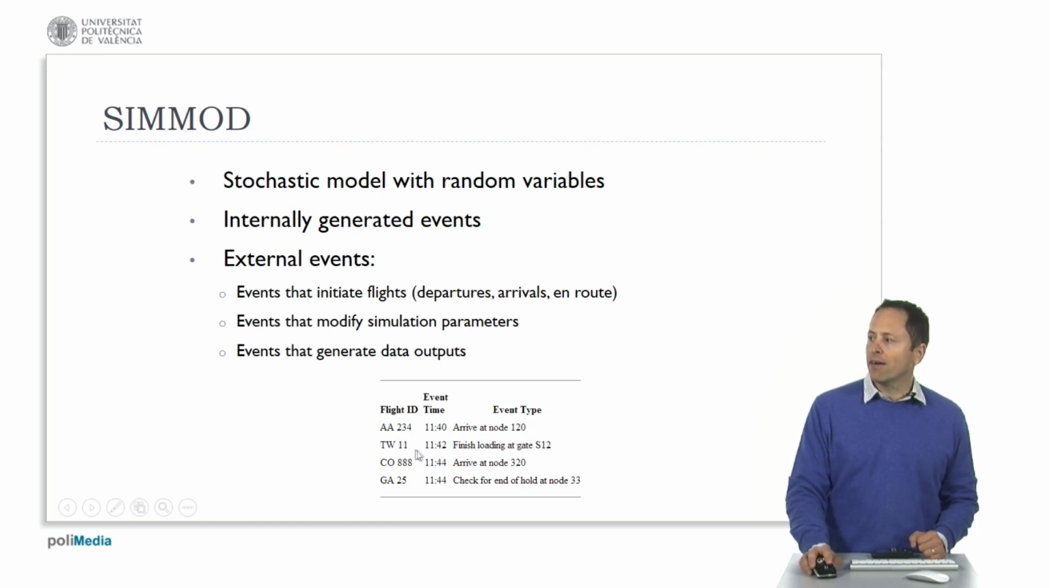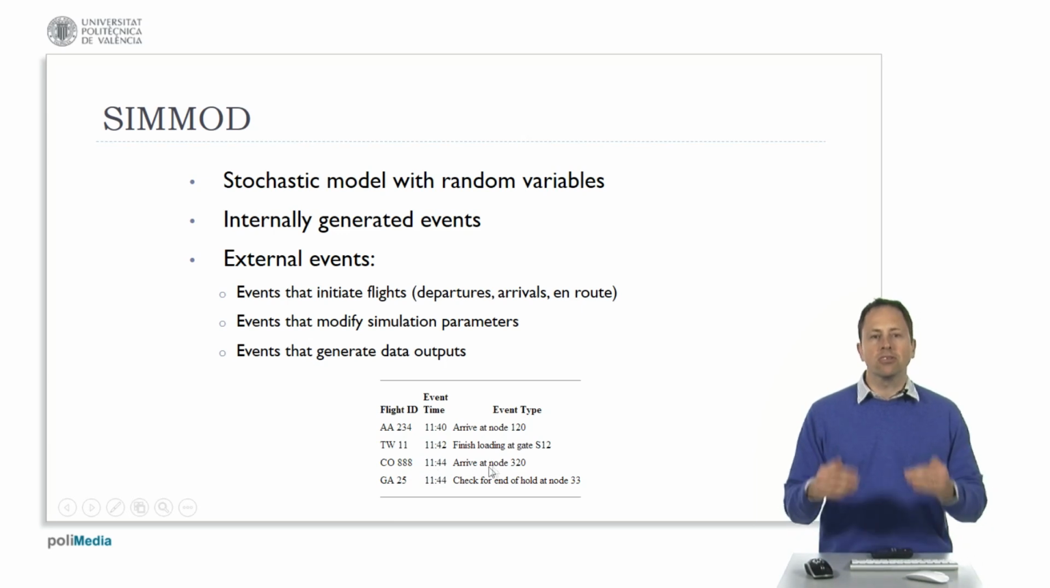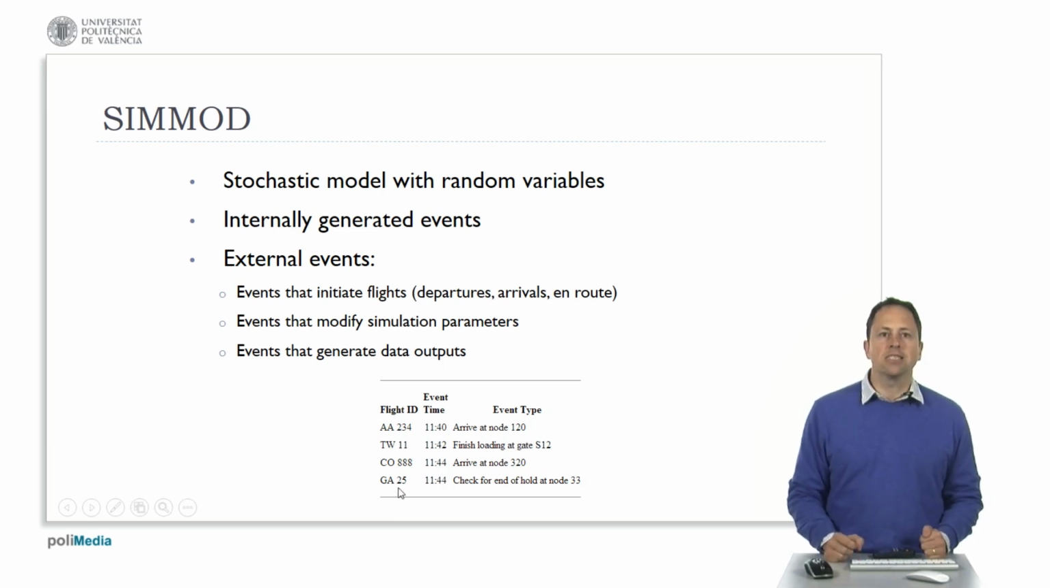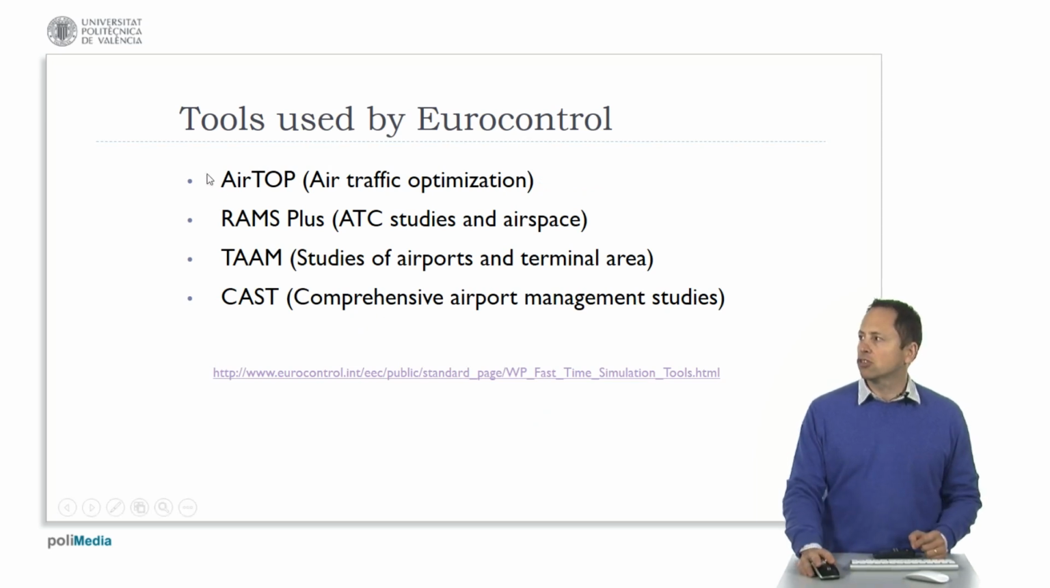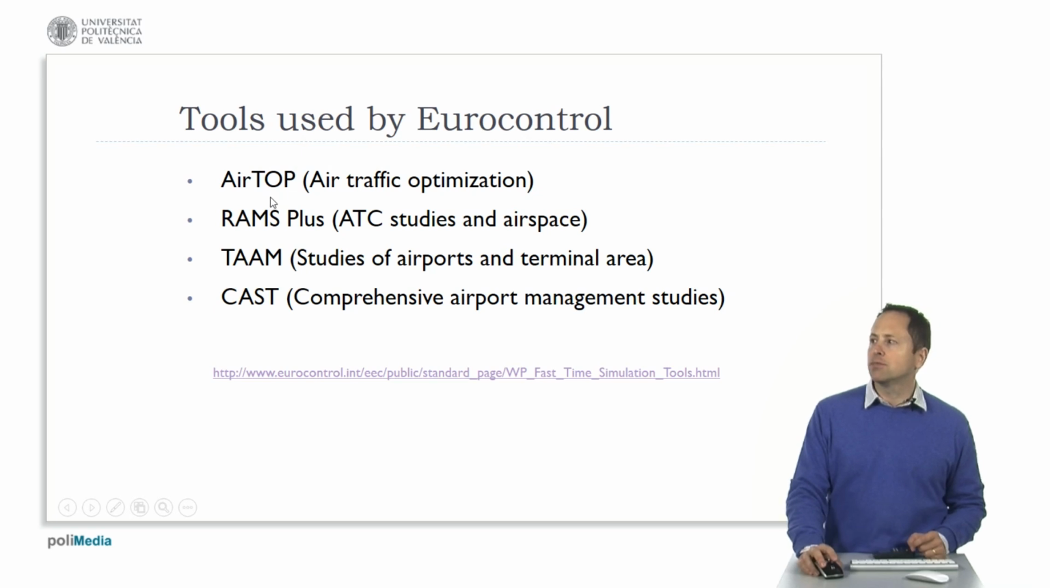For instance, flight AA234 arrives at node 120 at 11:40. Flight TW11 finishes loading at gate S12 at 11:42. Flight CO888 arrives at node 320 at 11:44. Those are events that update the system.